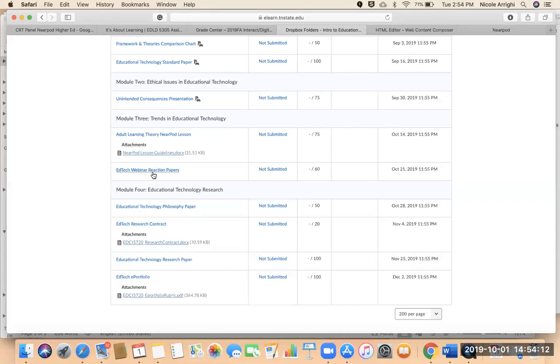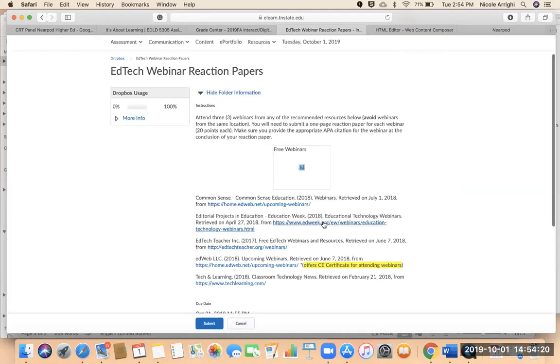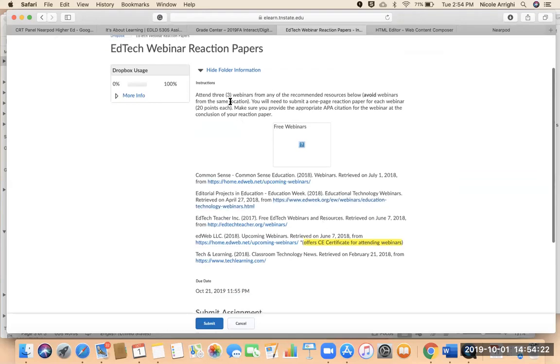In terms of the webinar reaction paper that's due on October 21st, the directions are as follows. You are going to attend 3 webinars from any of the recommended sources below. You need to provide a 1-page reaction paper to each webinar. Each paper is worth 20 points apiece.